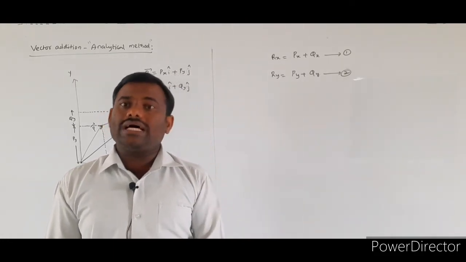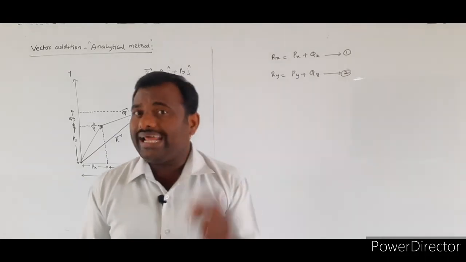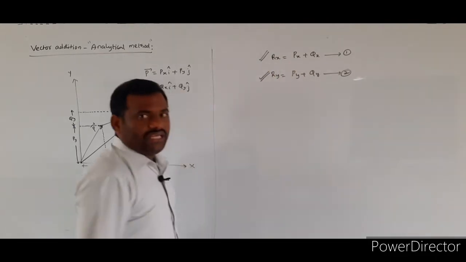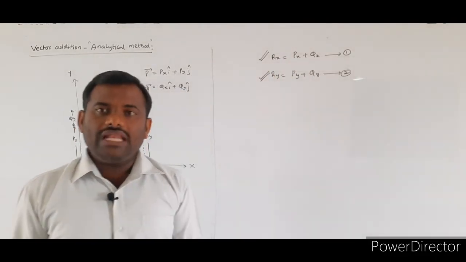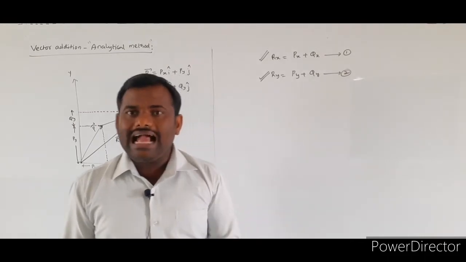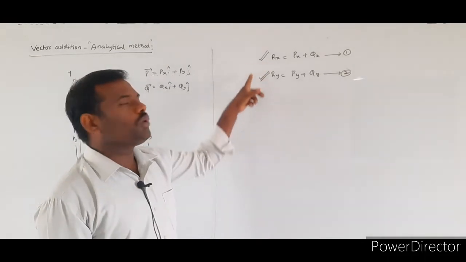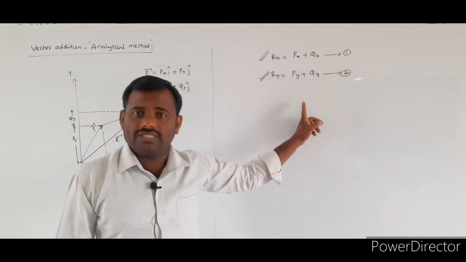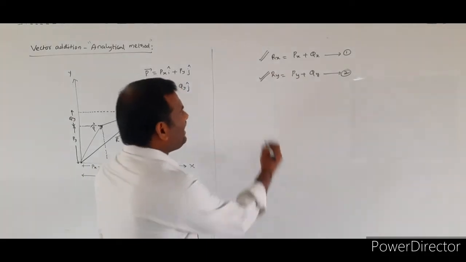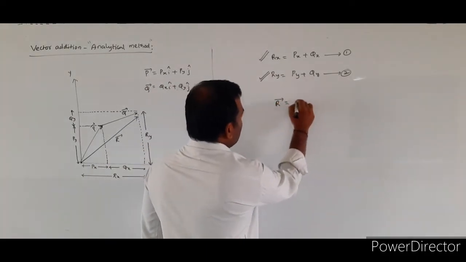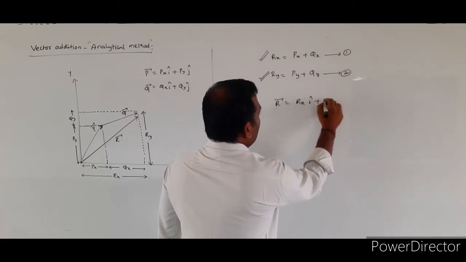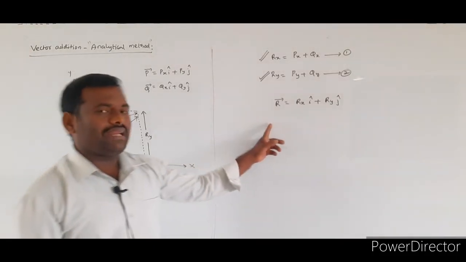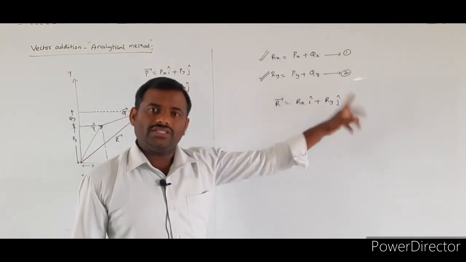Now once again, by the definition of the resolution of vectors, if a vector quantity is resolved into rectangular components, and these two rectangular components are added vectorially, they produce one vector quantity. Therefore, the resultant vector R bar can be written as R bar is equal to Rx i cap plus Ry j cap.